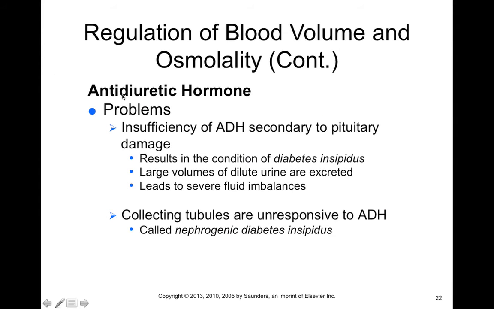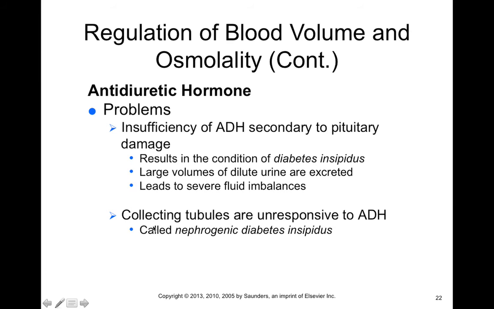Now, there are some problems that can occur due to antidiuretic hormone. Insufficiency of antidiuretic hormone could come secondary to things like pituitary damage, and this can result in a condition called diabetes insipidus, where basically you aren't releasing enough antidiuretic hormone. So you see excessive water loss through urine. So you see large volumes of dilute urine that are excreted, and this can lead to pretty severe fluid imbalances.